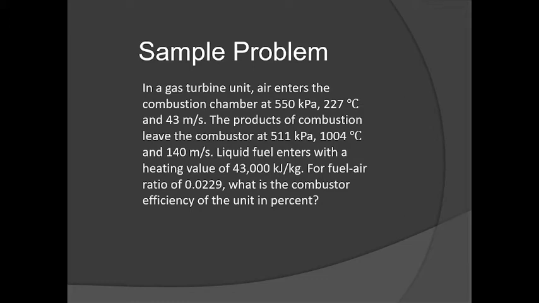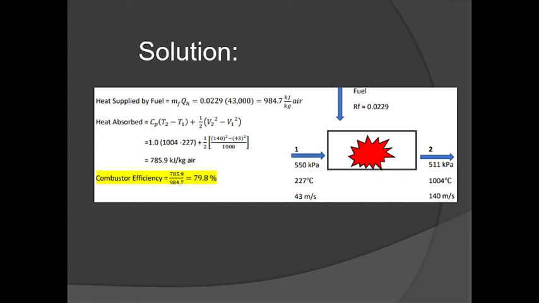So the solution is we have the heat supplied by the fuel, which is the mass of the fuel times the heat added by the fuel. So 0.0229 times the heat added by the fuel, which is 43,000, and then we can calculate the answer of 984.7 kilojoules per kilogram of air.